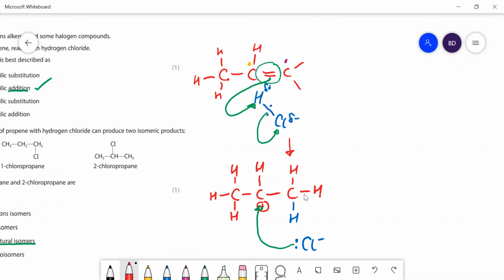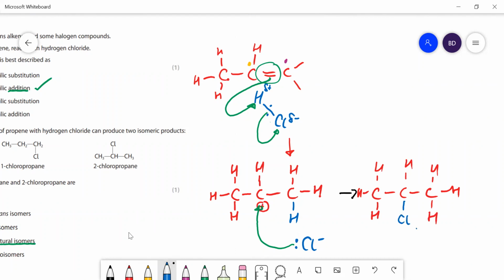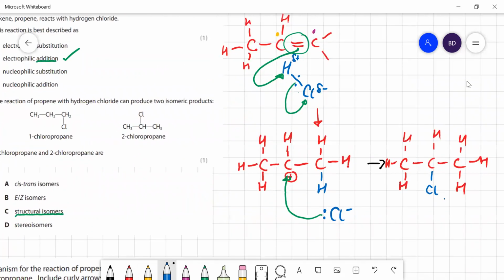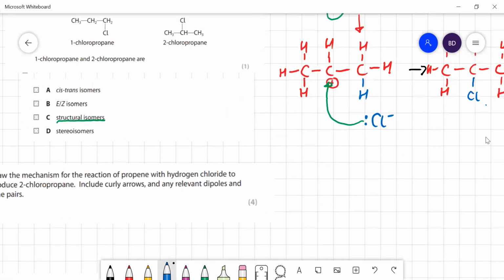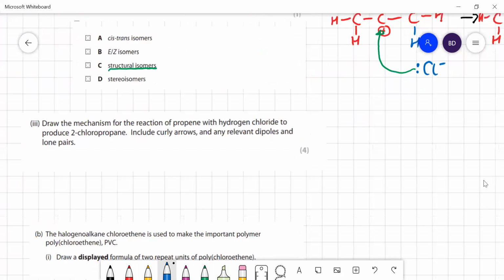And the product we have got is the chlorine there, 2-chloropropane. So that is our mechanism there. It's pretty straightforward recall. Okay, we've done that question there.